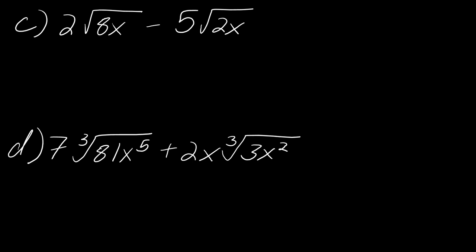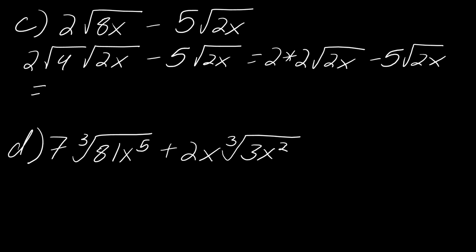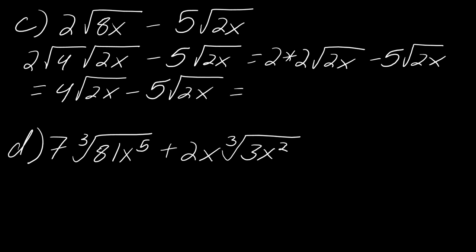Okay, so for this next one, this will simplify to 2 times the square root of 4 times the square root of 2x. The other radical will not simplify. So this becomes 2 times 2 times the square root of 2x minus 5 times the square root of 2x. And that will equal 4 times the square root of 2x minus 5 times the square root of 2x. So then 4 minus 5 is just -1. So this will be -1 times the square root of 2x.